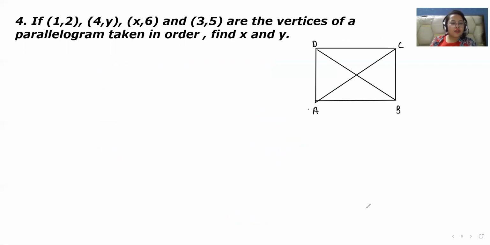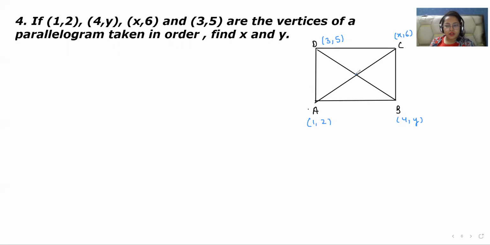Now, if 1, 2; 4, y; x, 6; and 3, 5 are the vertices of a parallelogram, taken in order, find x and y. So they give you 4 coordinates of a parallelogram. That is, A is 1, 2, B is 4, y, C is x, 6, and D is 3, 5. We have to find the value of x and y.